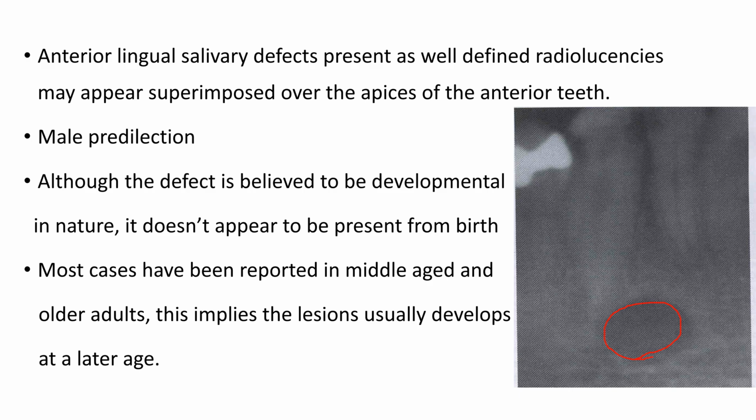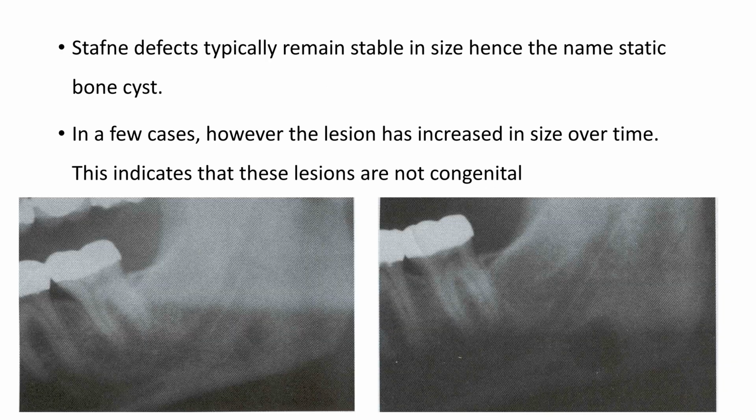Coming to age, although the defect is believed to be developmental in nature, it doesn't appear to be present from birth. Most cases occur in middle-aged and older adults, with children rarely affected. This implies that the lesion usually develops at a later age. Stafne defects typically remain stable in size, and that's why the name static bone cyst. It is also known as static, meaning constant, bone cyst, because it typically remains stable in size.